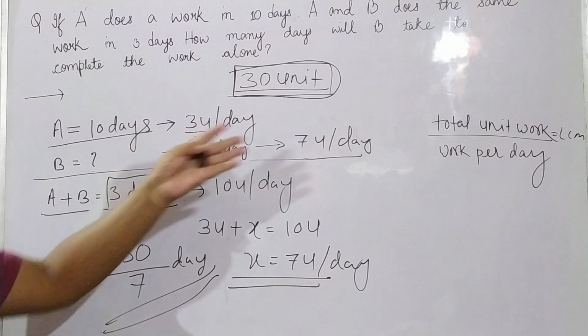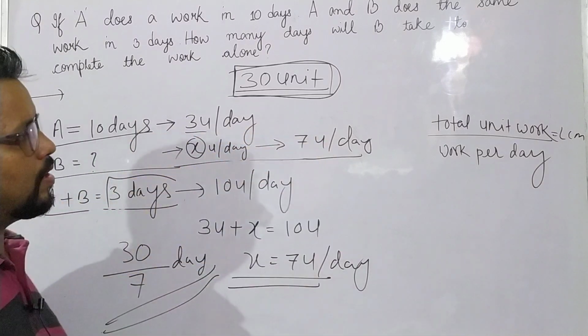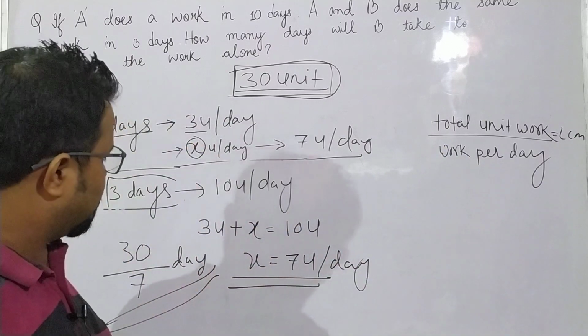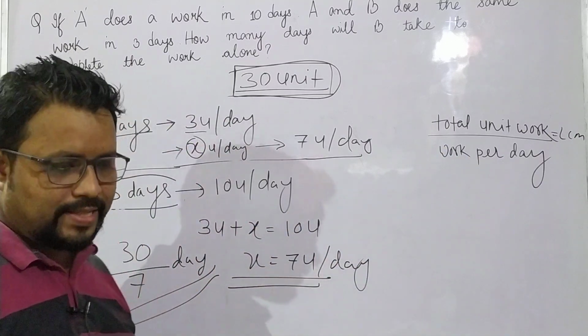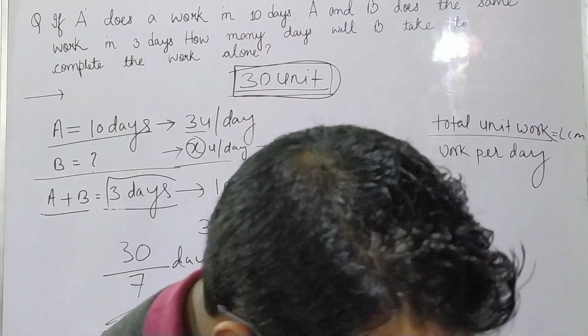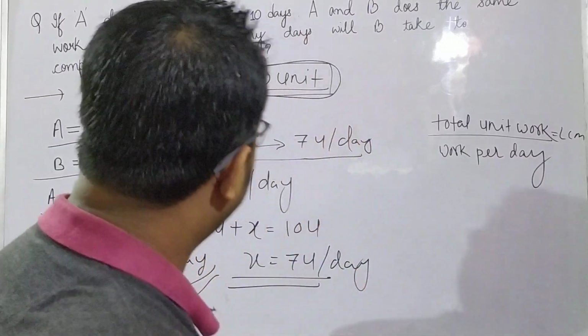Very simple. First we have to find the total unit of work through LCM, then work per day. By this it becomes very easy. Again, one more question. What is that question?